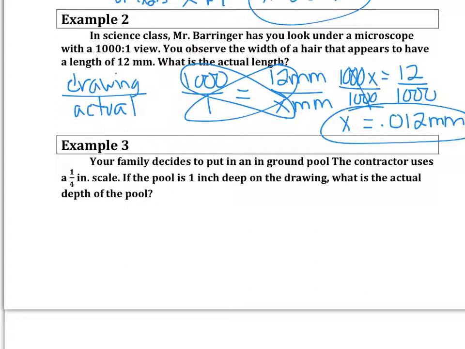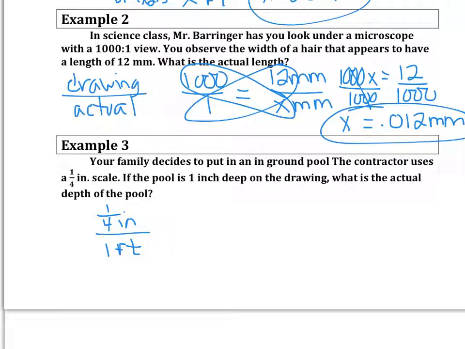Okay, the next one says, your family decides to put in an in-ground pool. The contractor uses a 1/4 inch scale. If the pool is 1 inch deep on the drawing, what is the actual depth of the pool? So if you recall back from the table, it reminded us that a 1/4 inch scale, typically used in contracting, is just simply to show you that every 1/4 inch on the drawing would be a foot of actual space. So I'm going to go ahead and make my scale 1/4 inch over 1 foot. So that's the drawing over top of the actual.